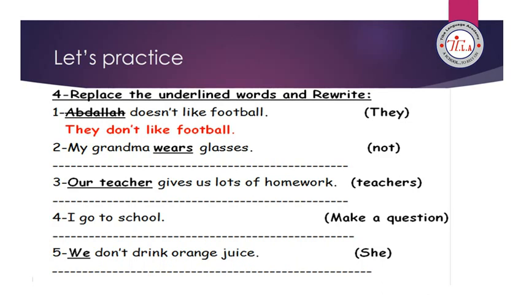So I start with they. Can I write they doesn't? Absolutely not. They don't. They don't what? They don't like football. Alright? So you will replace the underlined word like Abdullah and they. And then you will fix what you have here. Okay? If you have any mistakes, you can fix them. Alright? Change the sentence if you can. Alright? So please answer number 2, 3, 4, and 5. And then let's see what you did.